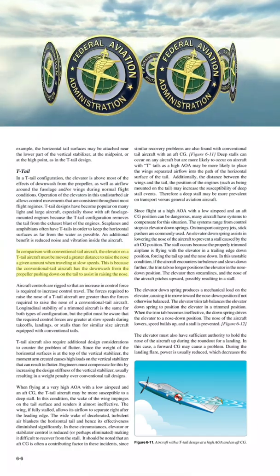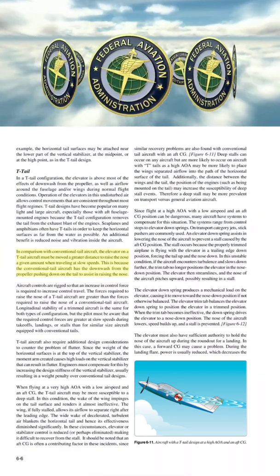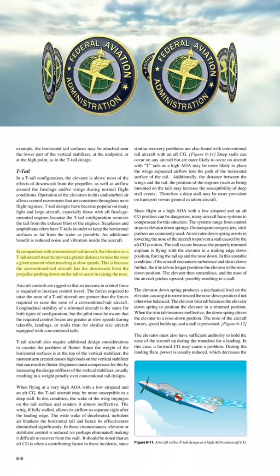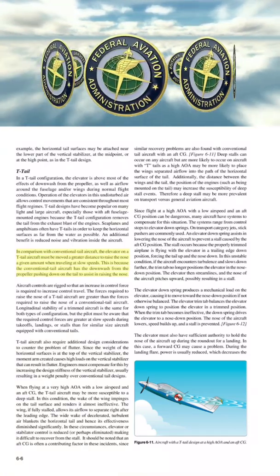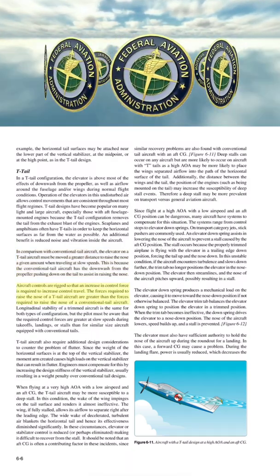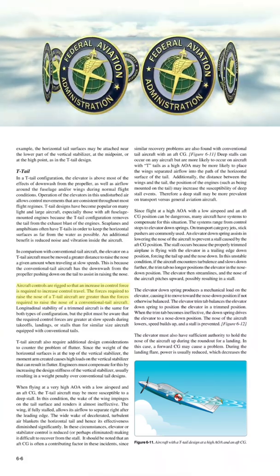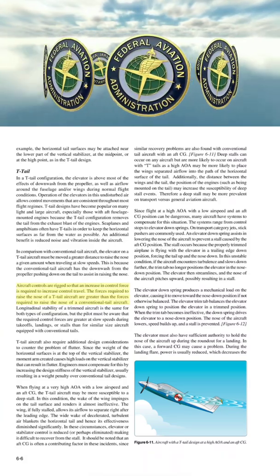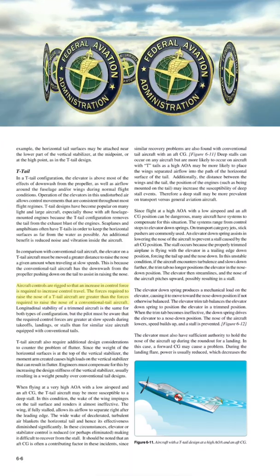In comparison with conventional tail aircraft, the elevator on a T-tail aircraft must be moved a greater distance to raise the nose a given amount when traveling at slow speeds. This is because the conventional tail aircraft has the downwash from the propeller pushing down on the tail to assist in raising the nose. Aircraft controls are rigged so that an increase in control force is required to increase control travel. The forces required to raise the nose of a T-tail aircraft are greater than the forces required to raise the nose of a conventional tail aircraft.